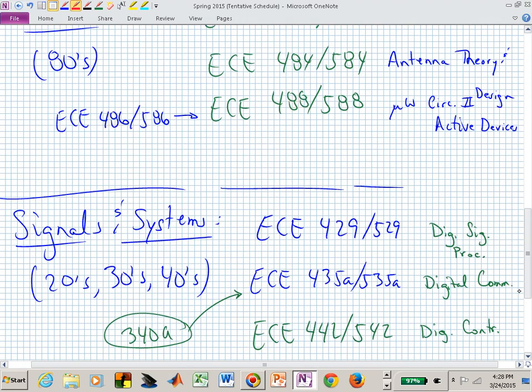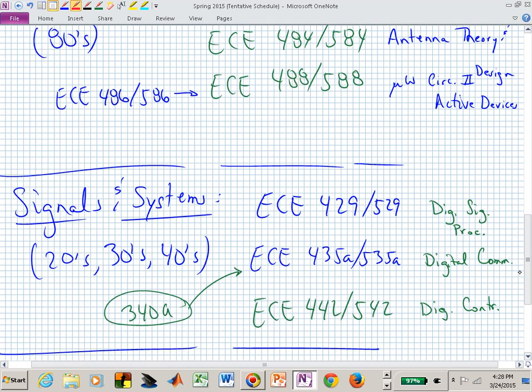In the signals and systems, this is now in the spring, it goes digital. For whatever reason, most of the digital classes are offered in the spring. We have 429, which is digital signal processing. We have 435A, which is digital communications, which now depends on you having completed ECE 340A, which is introduction to communications. And then there's ECE 442, which is digital control.